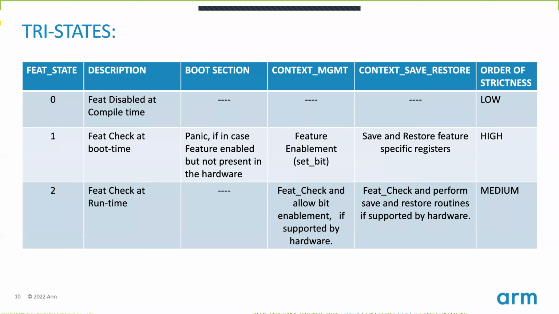So the order of strictness is in such a way that when the feature state is set to 0, it's a low order. When the feature state is set to 1, the build flags will be strictly checked. That means the hardware and software should be matching 1 to 1. And when the feature state is set to 2, the order of strictness is medium. So we will allow the booting, and then during runtime, we will do the checks.